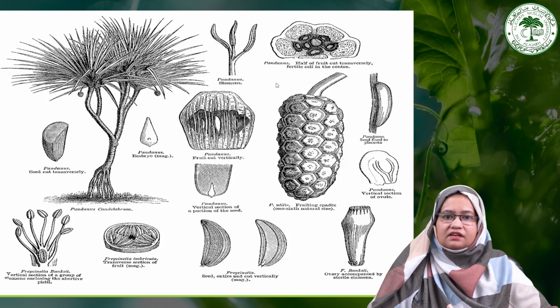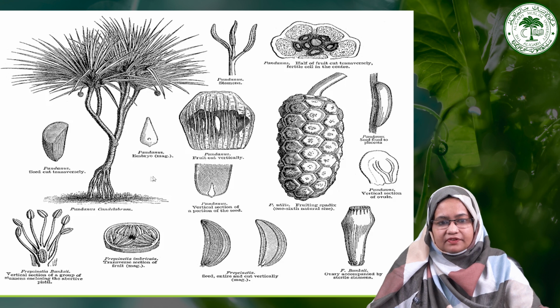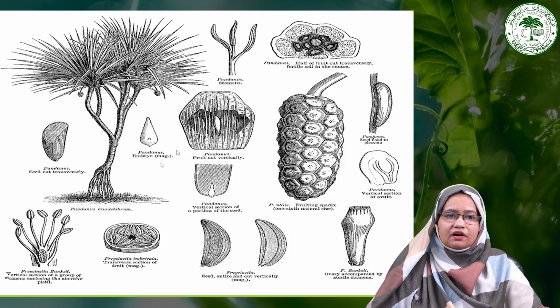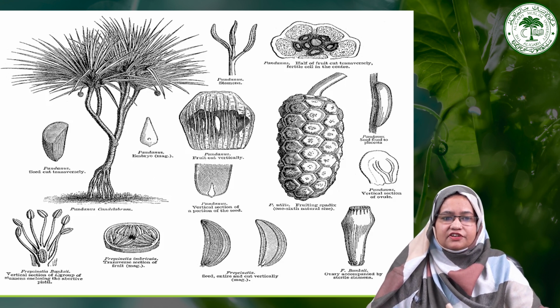Here you can see the fruit in transverse section. Here you can see the seeds of the Pandanus. This is the ovule of the Pandanus. This one is the Freycinetia, and this is showing the TS. You can see this is the parietal placentation, and these are the seeds of the Freycinetia, and these are the ovaries. So this slide shows the floral parts of Pandanus and Freycinetia.